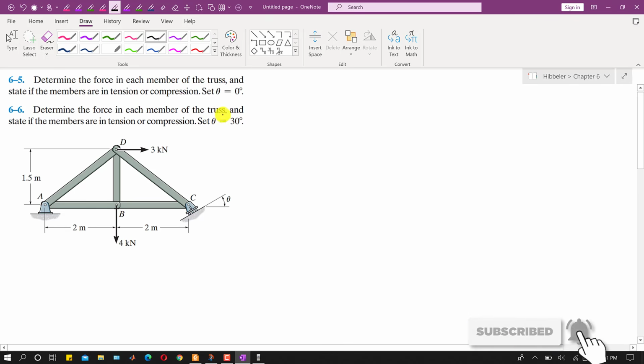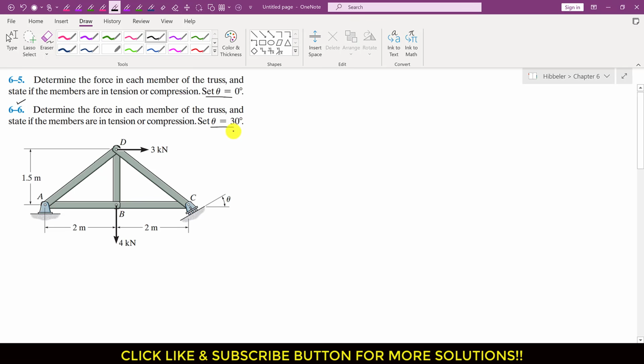Let's solve this particular problem. In this problem it is said to determine the force in each member of the truss and state if the members are in tension or compression, right? These two problems are similar, but in the first case theta is 0 and in the second case theta is equal to 30 degrees. I will solve the second problem. If you understand the method of this second problem when theta is 30 degrees, you will be able to solve this one as well.